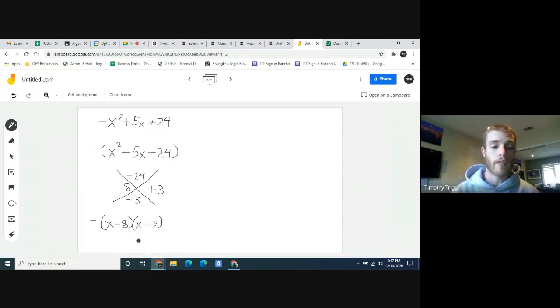Now, in order to find the x-intercepts, what you do is you set each of these equal to 0. So first, let's do x minus 8 equals 0. And you'll do the same with this one. So x plus 3 equals 0.